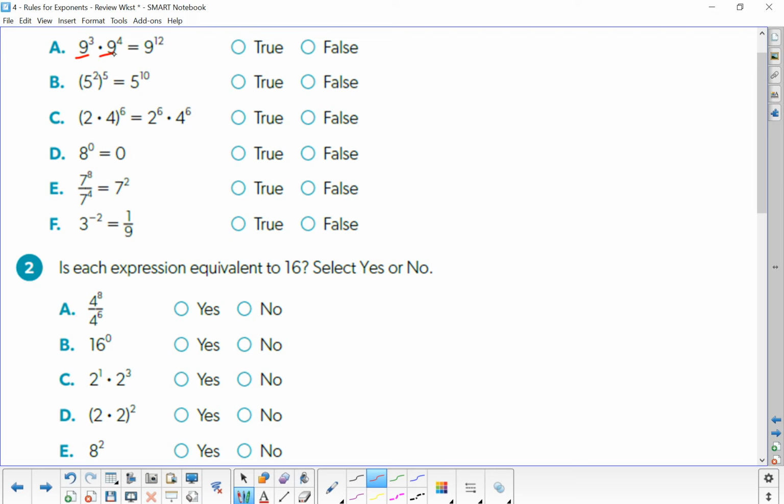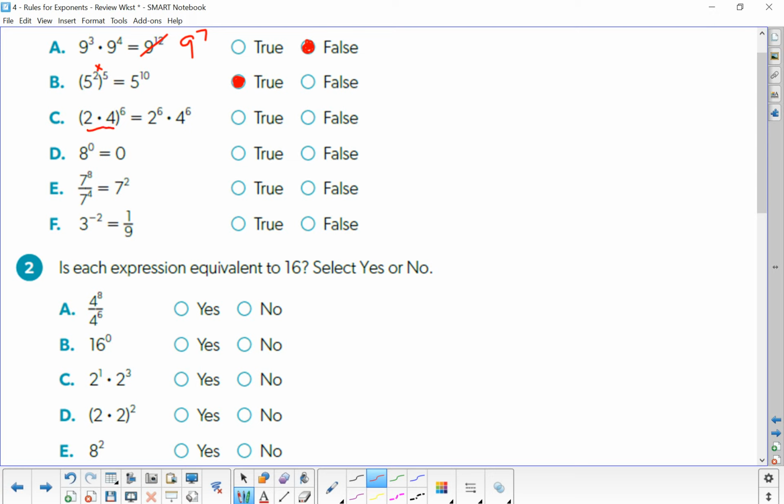When you have like bases and you are multiplying, you add the powers together. You add the powers together. So the answer here should be 9 to the 7th. So that's false. When you raise a power to a power, you multiply the powers. So this one is true.